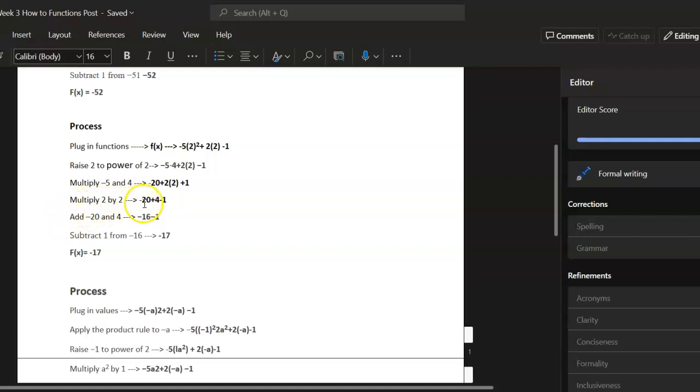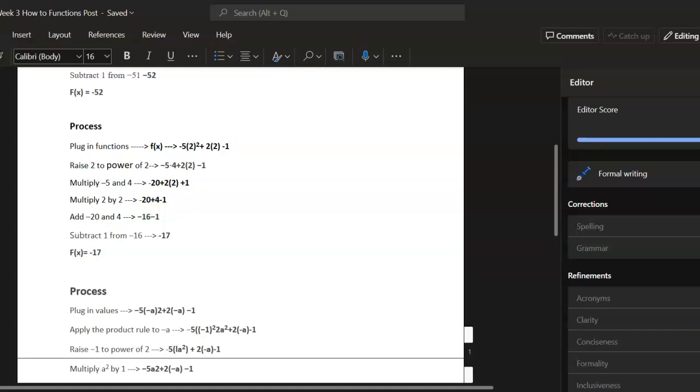Then you're going to multiply 2 by 2, and you get 4 right here. So I'm going to show you right here, 4 right there. It's a tiny 4, but okay.